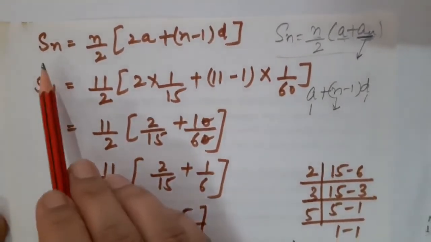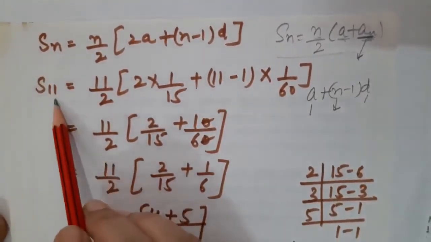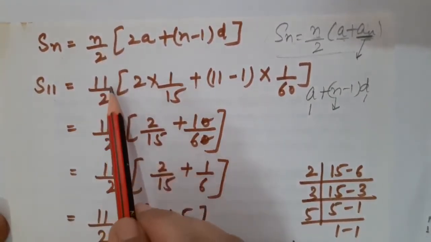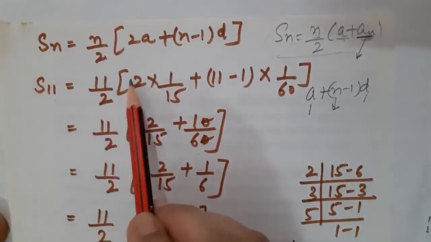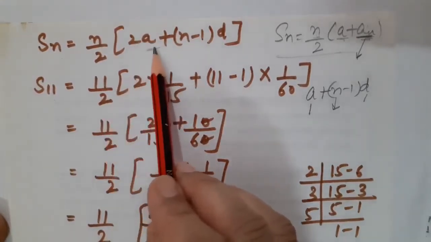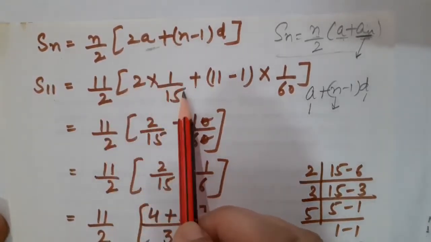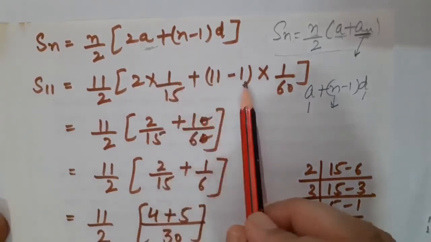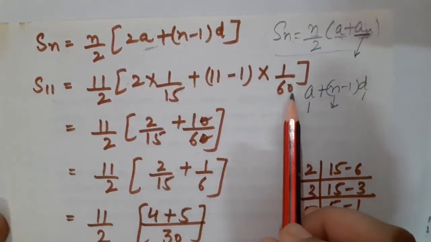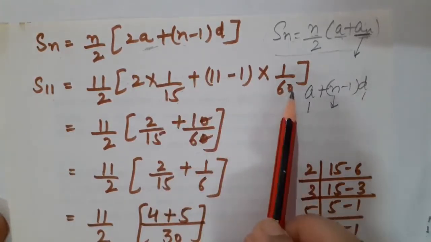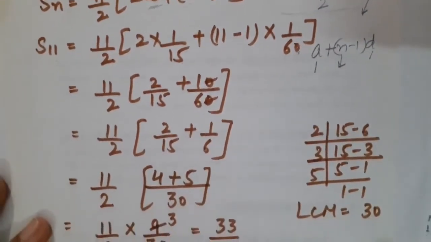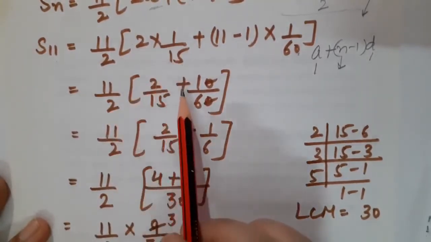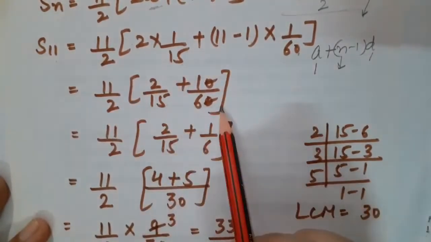Fine. So Sn means S11 is equal to, wherever we have n, we are just going to substitute 11. It would become 11 upon 2 into 2, sorry, what is the first term? That is 1 upon 15, into 1 upon 15 plus again 11 minus 1 into, what is the common difference we just calculated, 1 upon 60. So let us simplify it. You will be getting 11 upon 2 into, this is 2 upon 15 plus 10 upon 60.